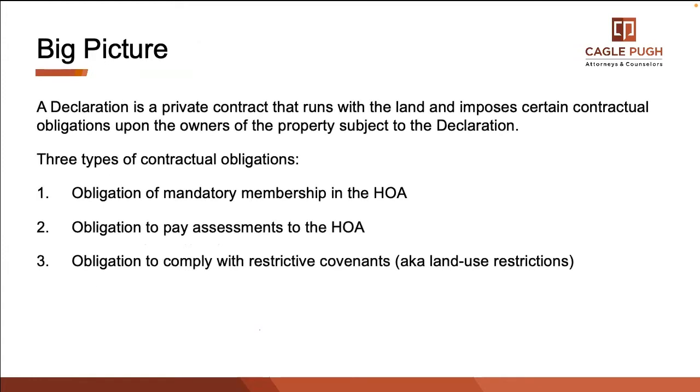Now, here's the big picture. A declaration is a private contract that runs with the land and imposes certain contractual obligations on the owners that are subject to the declaration. You've got the obligation of mandatory membership, obligation to pay assessments, and the obligation to comply with the restrictive covenants. The mandatory membership in the HOA is what we're going to be talking about with respect to meetings.